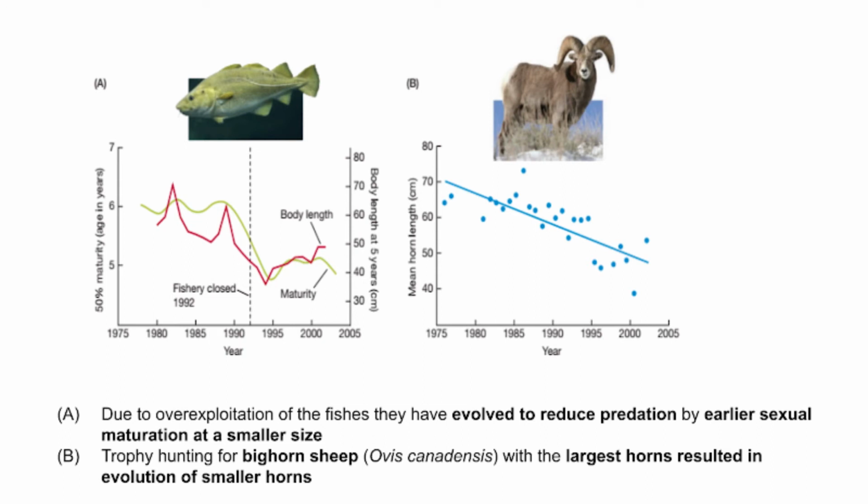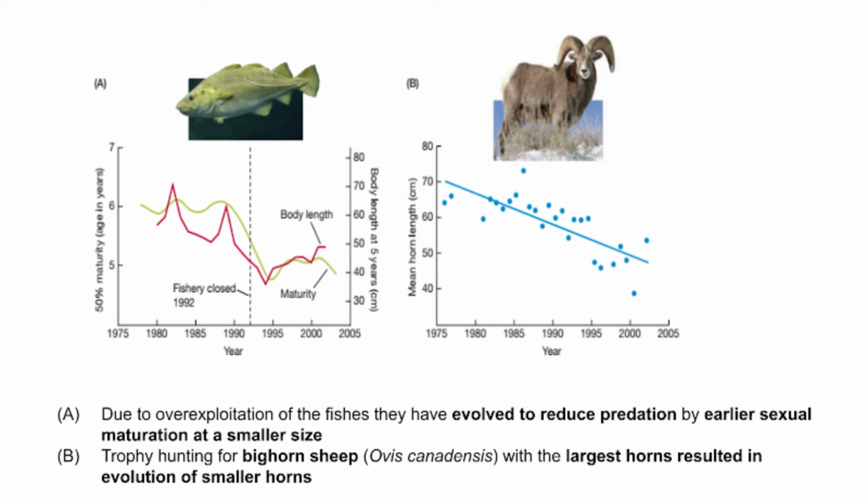The first graph shows that due to the overexploitation of the fishes, they have evolved by earlier sexual maturation at a smaller size in order to reduce the chance of their predation. And the second one shows that the trophy hunting for bighorn sheep has evolved them into having smaller horns so that their hunting can be reduced.